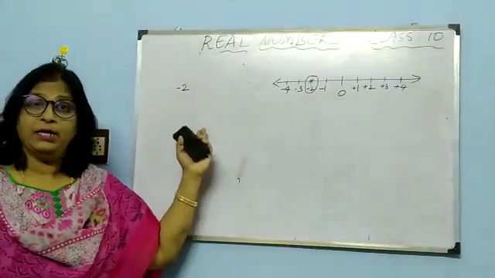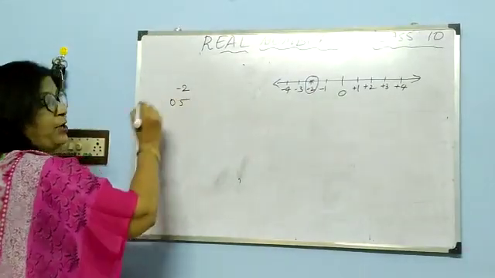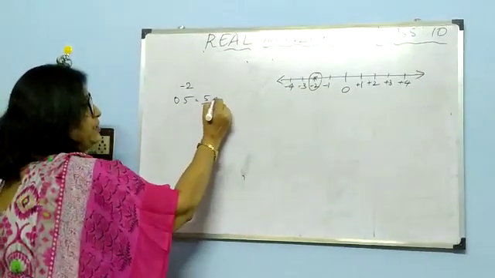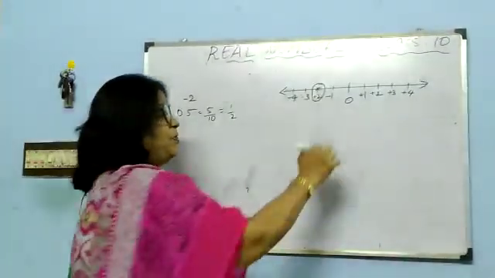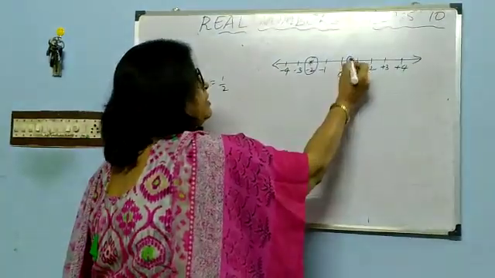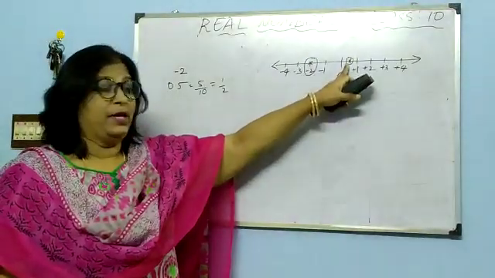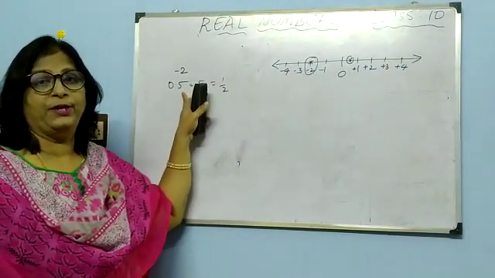Now let me take another number, a decimal number, say 0.5. This is nothing but 5 by 10 or 1 by 2. And you know this is between 0 and 1. So in the center, this point represents the number 1 by 2 or 5 by 10 or 0.5.